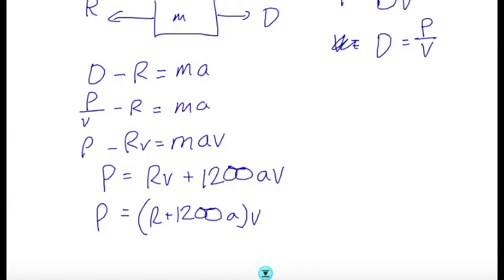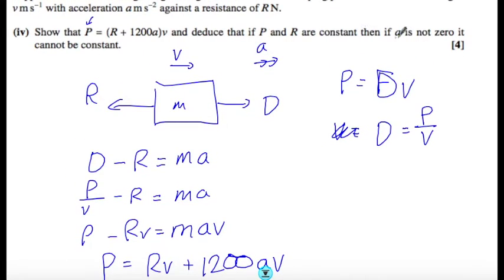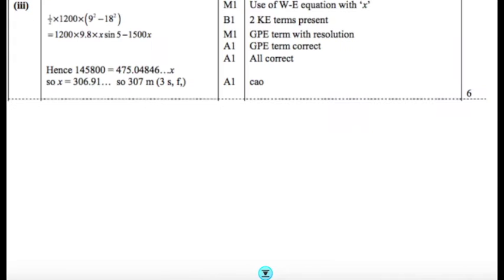Right, so we also need to deduce that if P and R are constant, then if A is not 0, it cannot be constant. So basically, if P and R are fixed, then if A isn't 0, then it can't be fixed either. So let's have a look at this equation. If P and R are fixed and A is not 0, that must mean V must be changing. Given that P and R are constant, and 1200 is a constant, if V changes, then A must change as well. So anyway, let's see what they say.